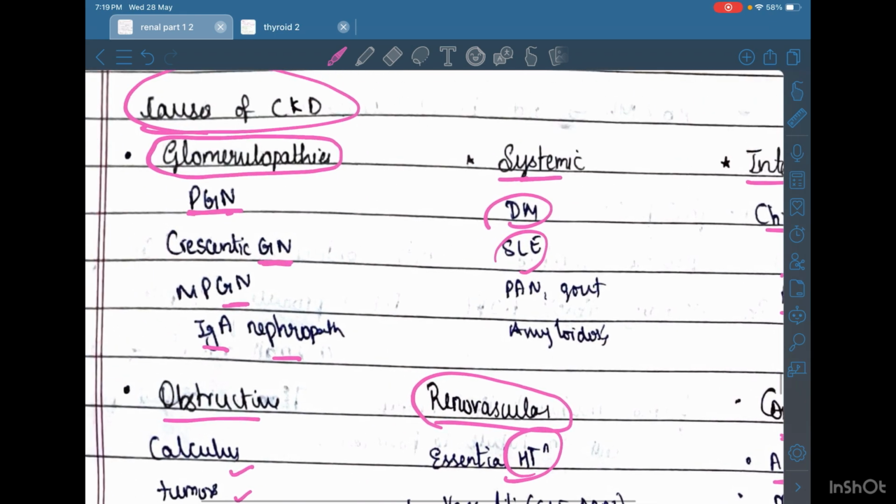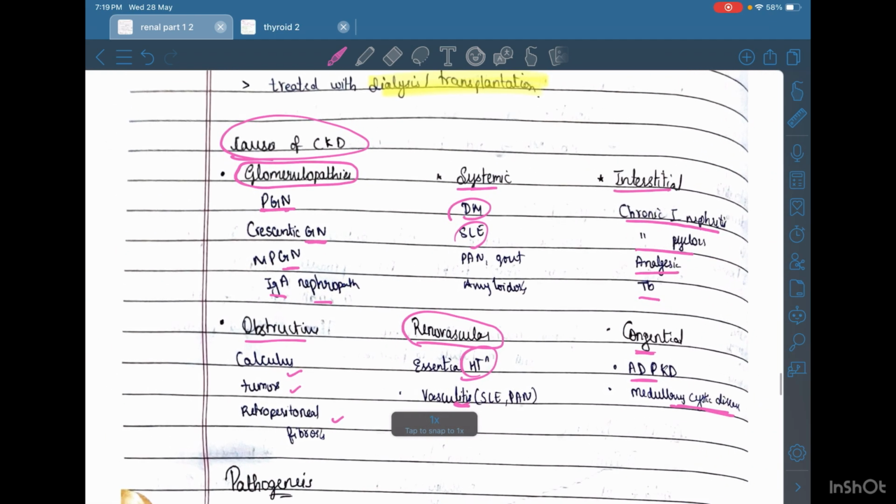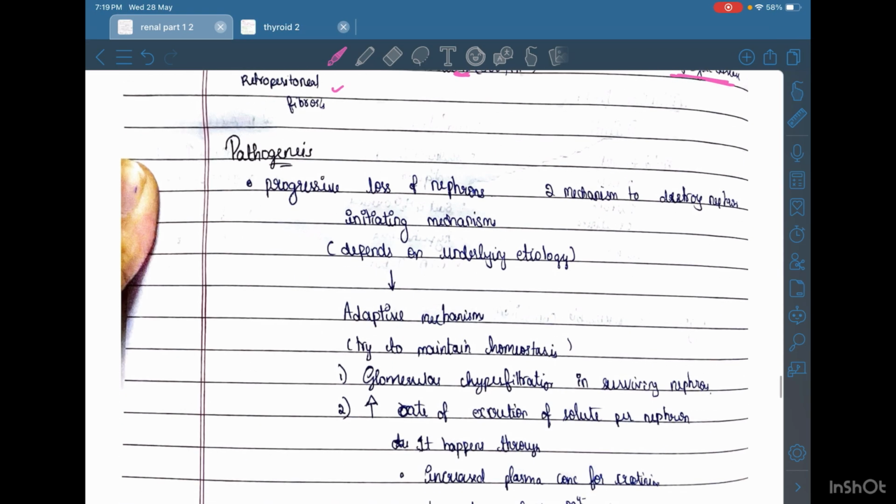Okay? So what are the causes of CKD? It can be anything. It can be glomerulopathies, tubulointerstitial, a systemic disease, obstructive, a vascular disease also, or congenital also.